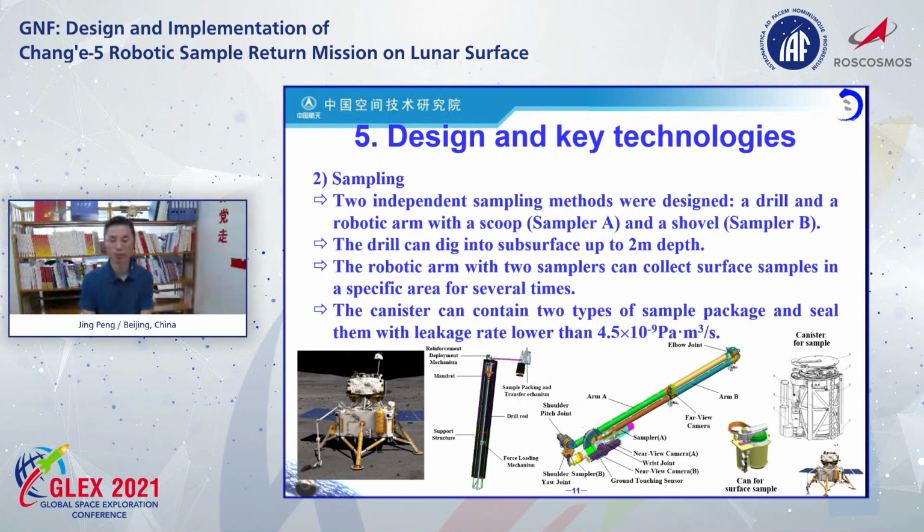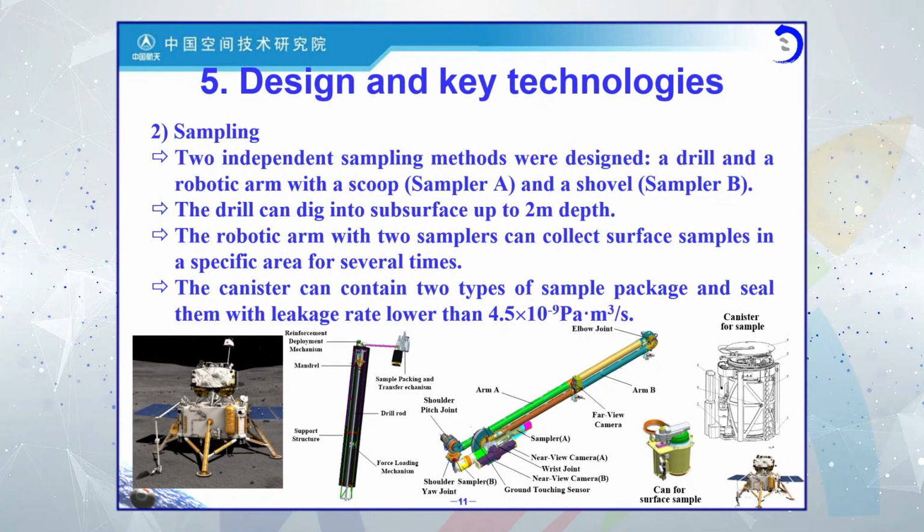Next slide, please. The second one is about sampling. Two independent sampling methods were designed: a single rod rotary drill, and a robotic arm with two samplers. The drill can dig into the surface up to 2 meters depth. The robotic arm with two samplers can collect surface samples in a specific area near the lander several times. The canister for lunar sample can contain two types of sample package and seal them with a leakage rate lower than 4.5 times 10 to the power of -9 Pascal cubic meters per second.